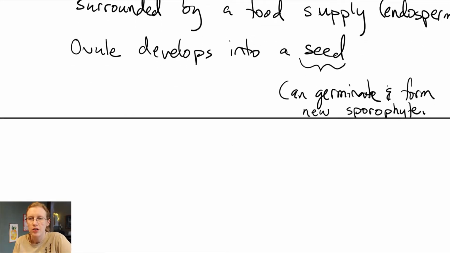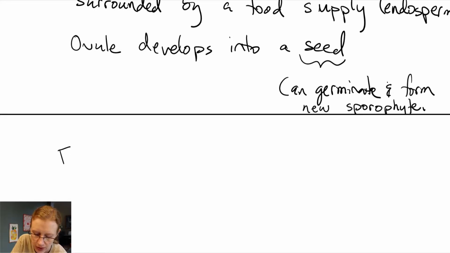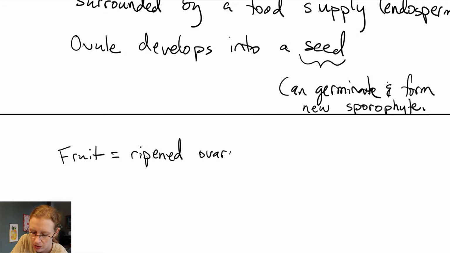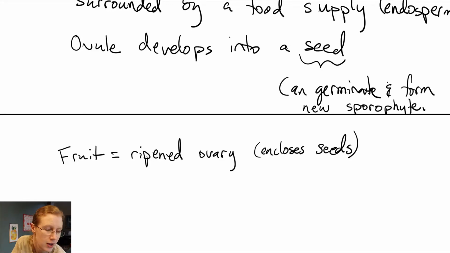So when we talk about a fruit, what is a fruit? Fruit is just a ripened ovary, and it can contain multiple of these ovules. We'll give an example of this in just a second. Fruit is just a ripened ovary from a plant. So this encloses the seeds, usually seeds plural.